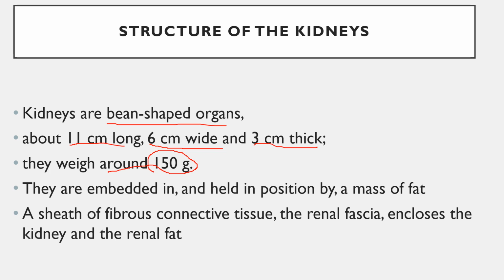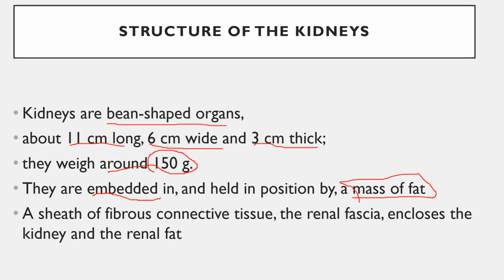Then they are embedded in and held in position by a mass of fat. Okay, so if they are saying they are embedded, it means they are attached. They are attached in, and in that position they are held so that they do not fall by a mass of fat. So there is fat that embeds these kidneys to the posterior abdominal wall.